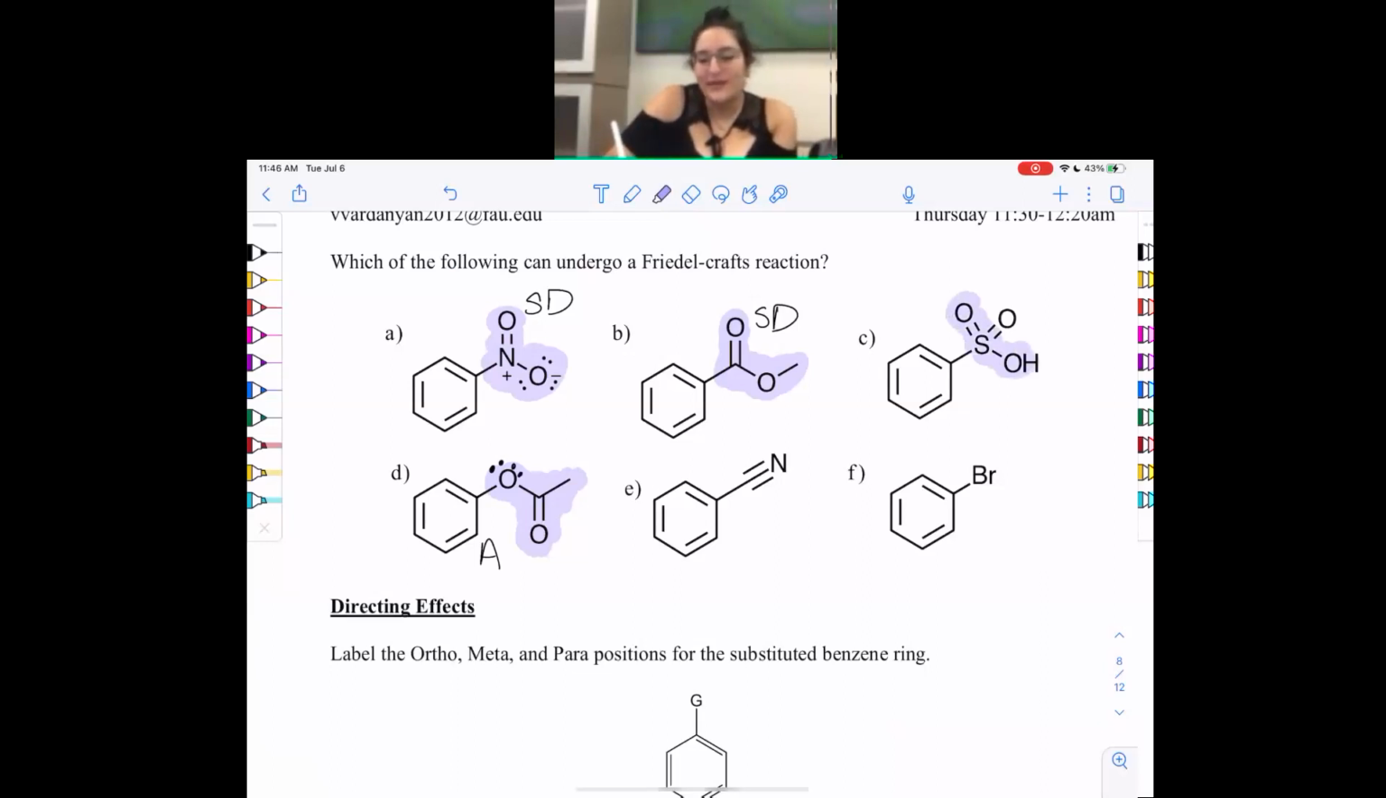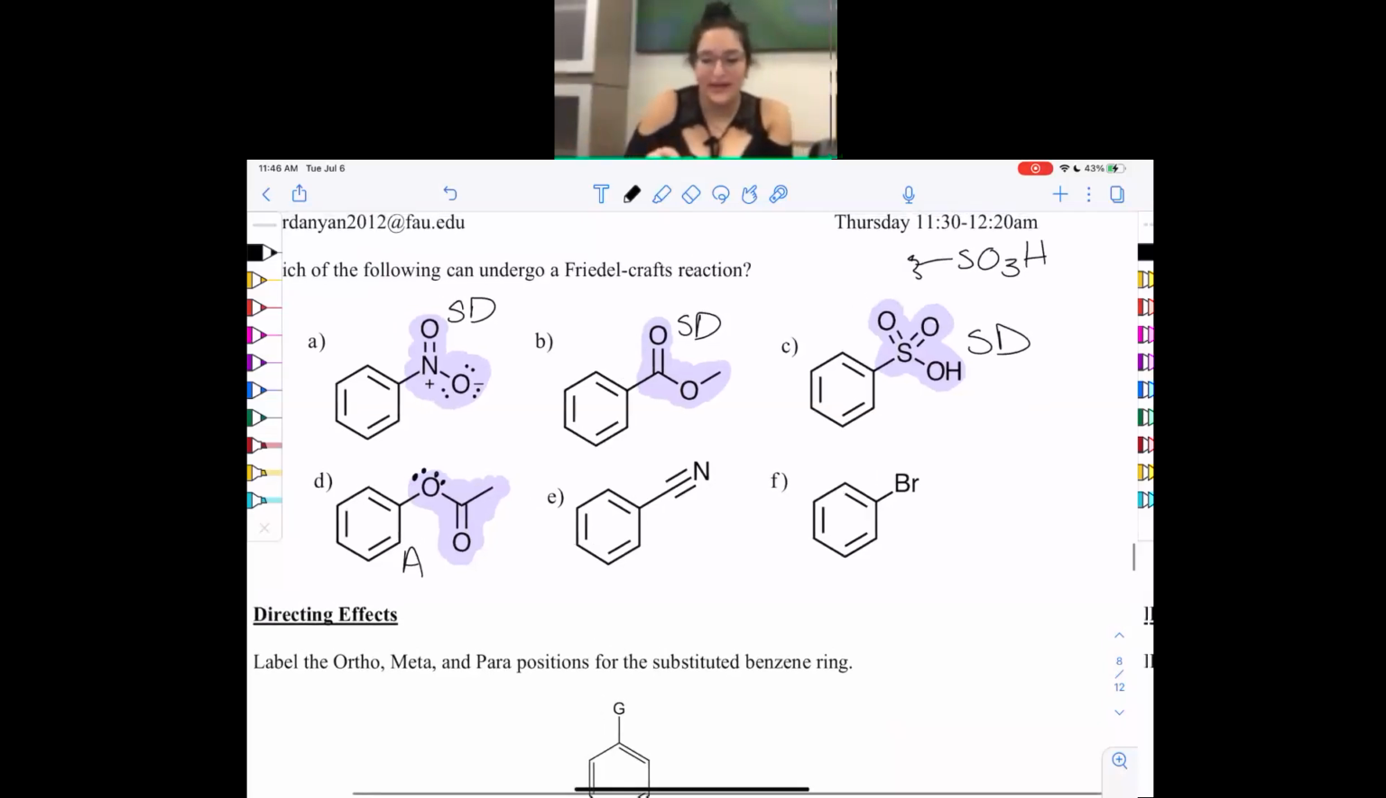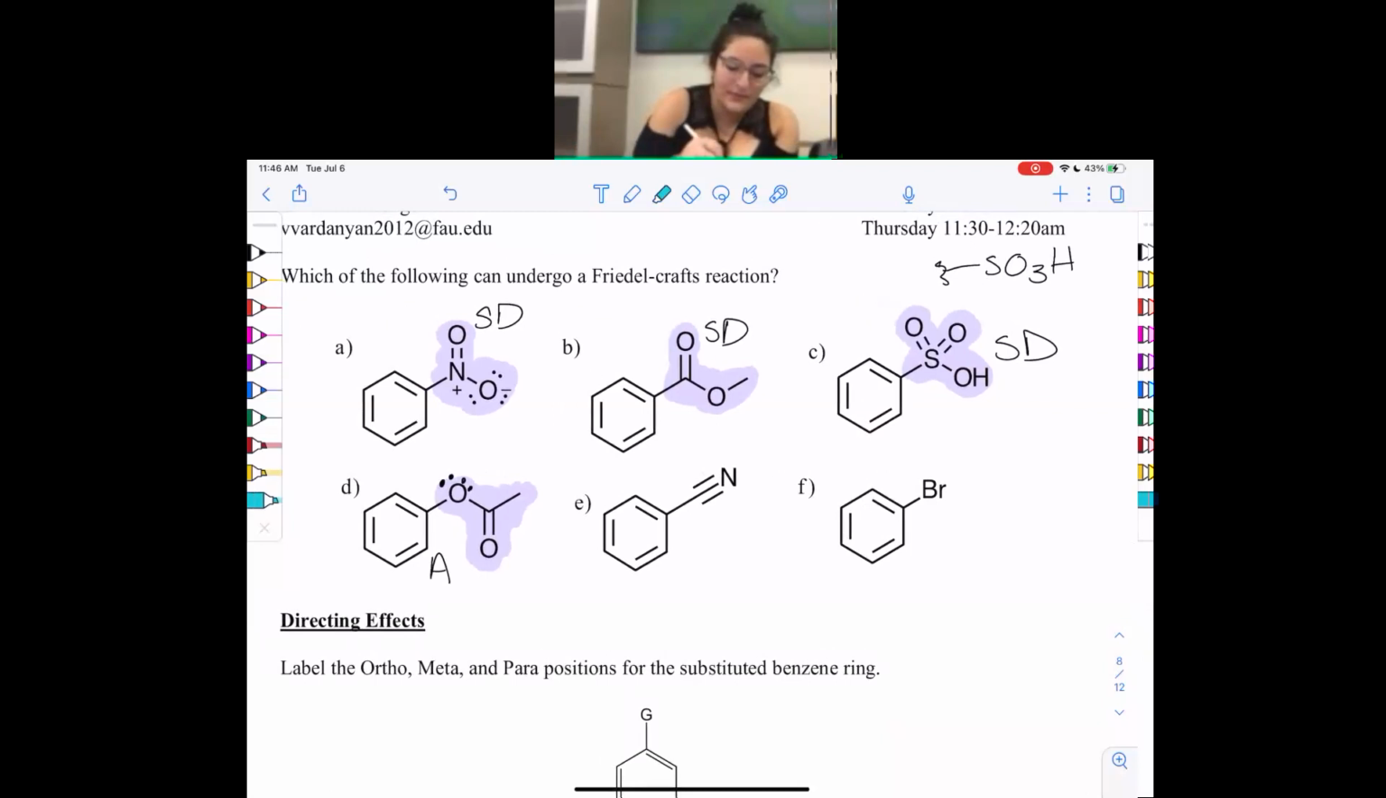Okay, so what do we think about C? This big old ugly thing. If we wanted to write it in condensed formula, this would look like SO3H. So yes, it is a strong deactivator. Cool. What about this guy, which looks like so? I agree, another strong deactivator. Cool. And last but certainly not least, what about bromine?